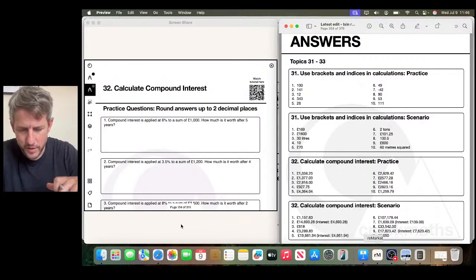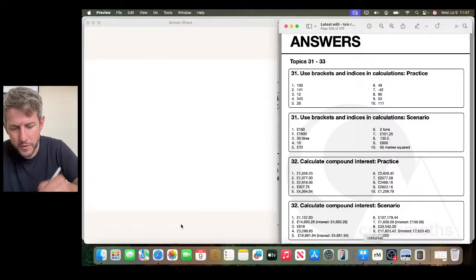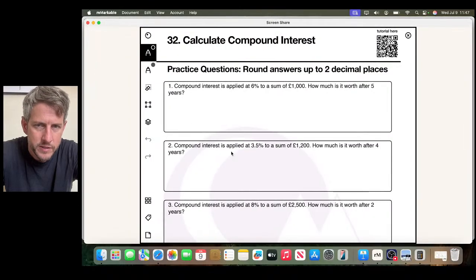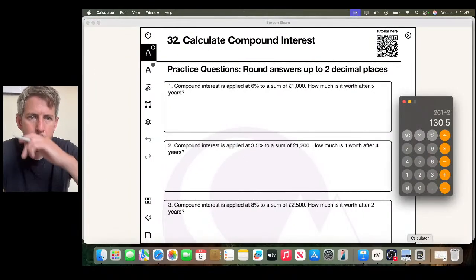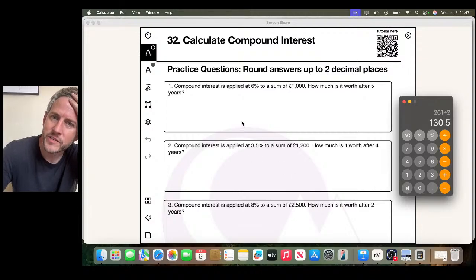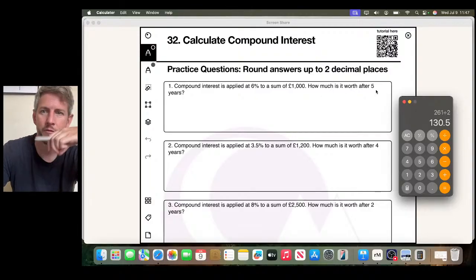Okay, so here we go. Question 32, calculate compound interest. This is going to be a calculator topic, so let's get out the calculator. Compound interest is applied at 6% to a sum of £1,000. How much is it worth after 5 years?